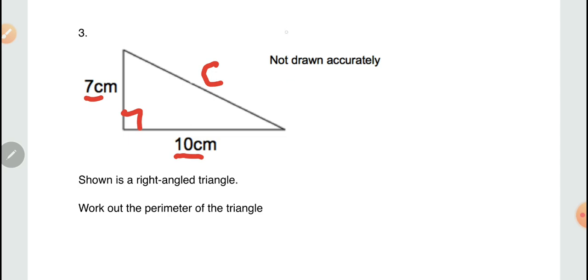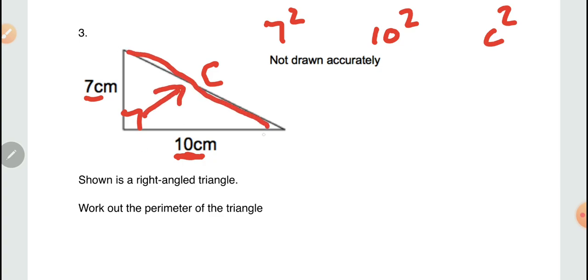So for example, 7 square, and then this side here is 10, so 10 square, and the unknown C, if you square it you get C square. Now obviously this here is opposite the 90 degrees and it's called the hypotenuse. This line here is called the hypotenuse and it's the longest side, and these will always be the two shorter sides.